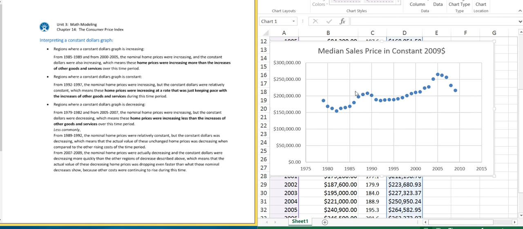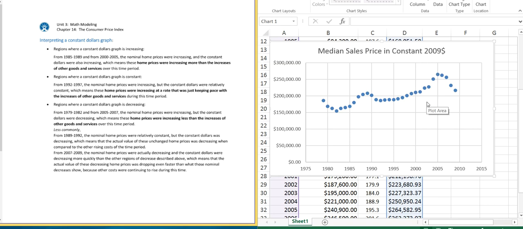So regions like from 1985 to 1989, and I said, where else did I say? Oh, like from 2000 to 2005. So let's focus right there. So regions of the graph that are also in constant dollars increasing.